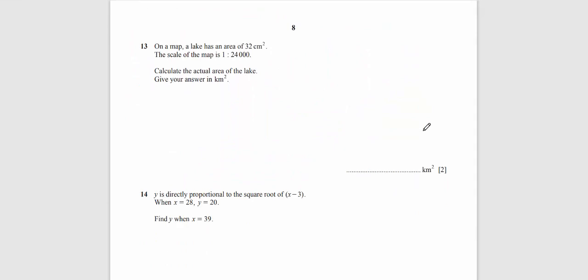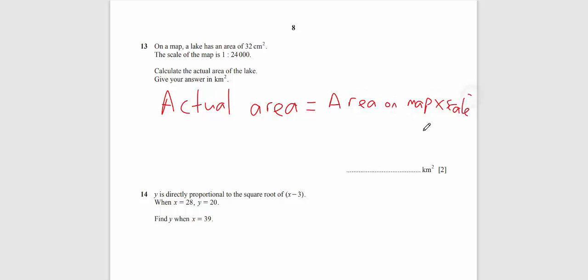On the map, a lake has an area of 32. The scale of the map is 1 to 24,000. So you already have the scale. To find the actual area, it will be the area on the map times the scale squared, because this one is area, so the scale has to be squared also. So the area on the map, we have 32 cm square times the scale, 24,000 squared.